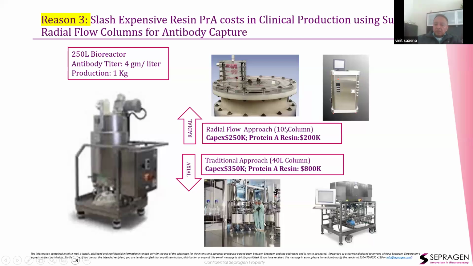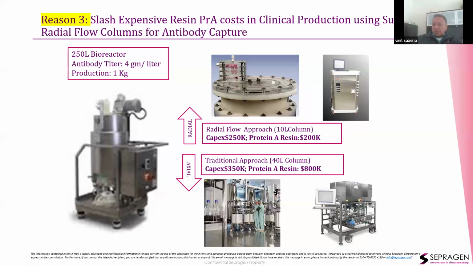They could go to a radial flow column, and the cycle time was, like you saw, for antibody actually less than an hour. They were a little more conservative, so it took them 2 hours. But they said, look, still in the 8 hours, we'll run 4 cycles. In the 8 hours, we are done. Okay, so instead of a 40-liter column, they used a 10-liter column, cut down their protein A cost by a factor of 4. So from 800,000 to 200,000. And with a smaller column and a smaller system from Sepragen, the CapEx was also much lower.